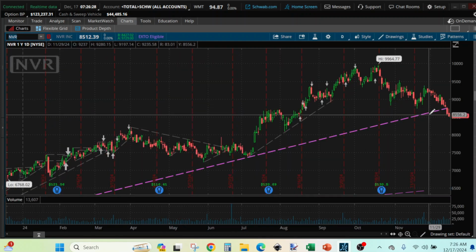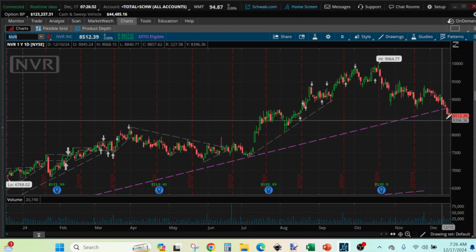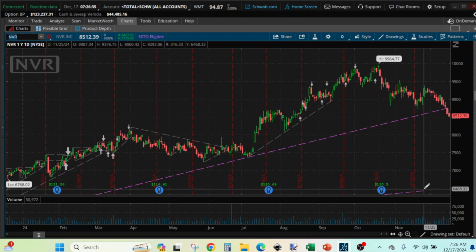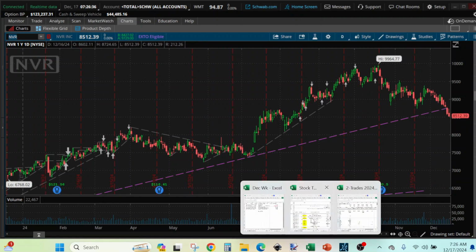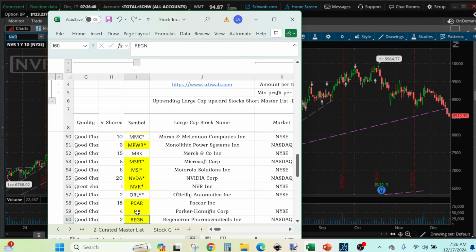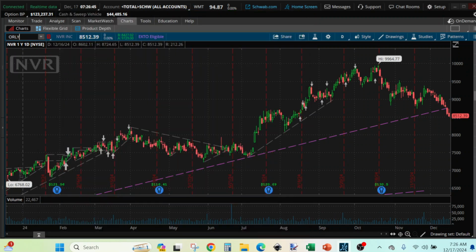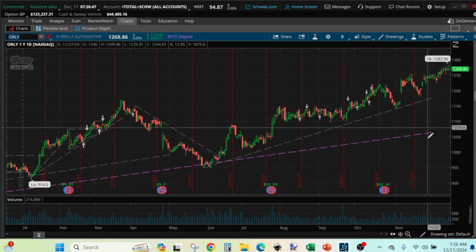This one, we are targeting this trend line and it went right below it. Is it using the area as a zone, or is it aiming at this one? We don't know. The next one is ORLY. ORLY, we are aiming at that line. It's nowhere near it just yet.